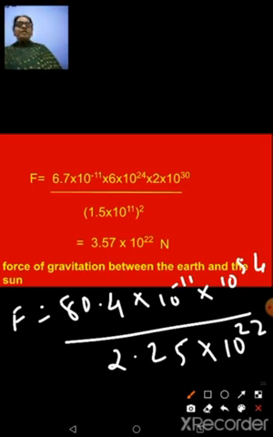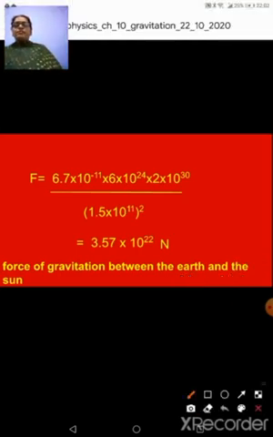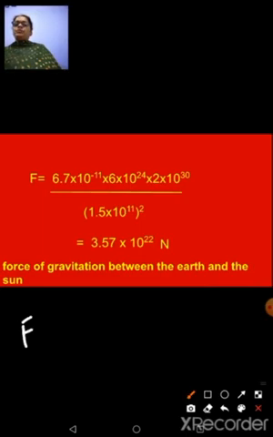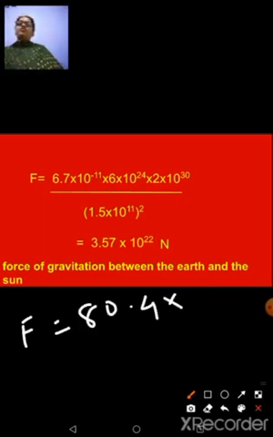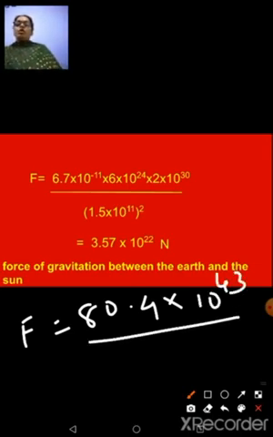When the exponents have a multiplication sign in between, the index numbers should be added. So 54 minus 11. So 1 is plus, 1 is minus. Obviously it is subtraction. So in that case, I'll get F is equal to 80.4 into 10 raised to 43 upon 2.25 into 10 raised to 22.